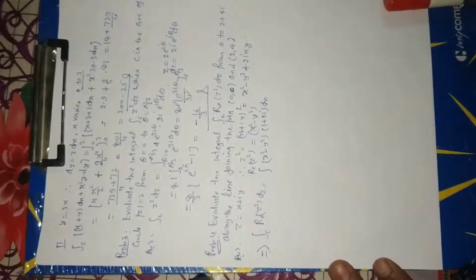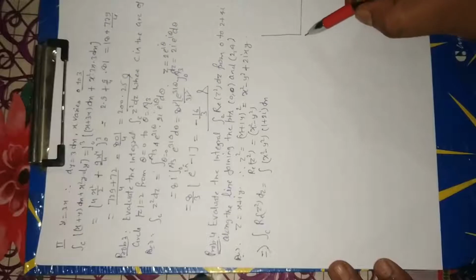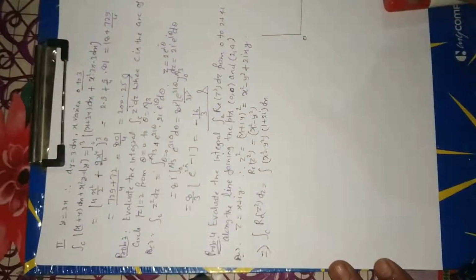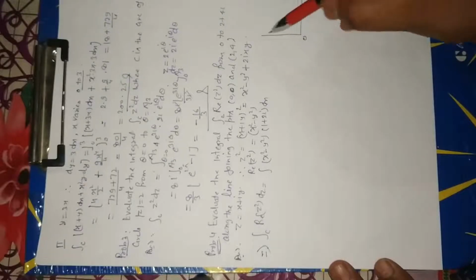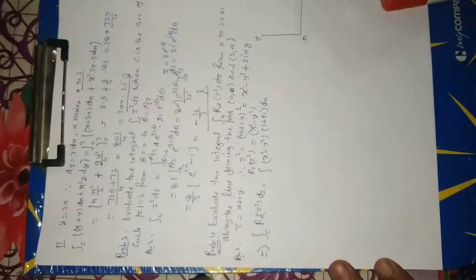We can explain this by the graph of the given line or given path. This is the x axis, y axis. Now this is point B (2, 4). Now y is equal to 2x line.